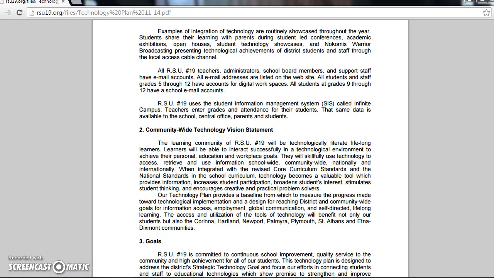RSU19 uses a student information management system. We use Infinite Campus. Teachers enter grades and attendance for their students. This data is available to the school, the central office, parents, and students. We just started with Infinite Campus last year. They've been using it at the high school for a few years.